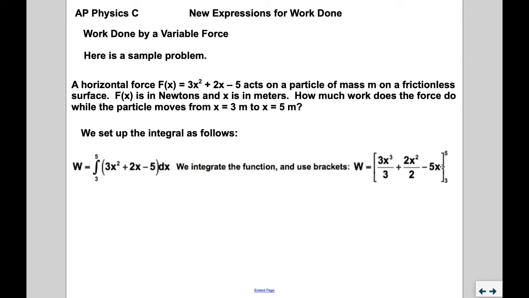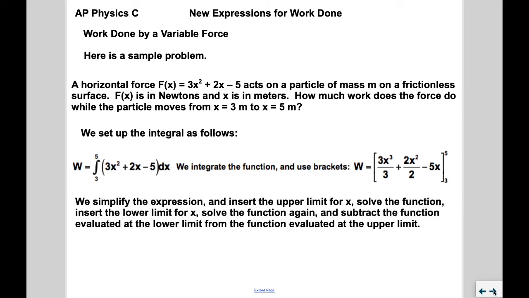So now we have a function here, 3x cubed over 3 plus 2x squared over 2 minus 5x. We're going to put that in square brackets, and then we're going to put the lower limit at the bottom and the upper limit at the top here.